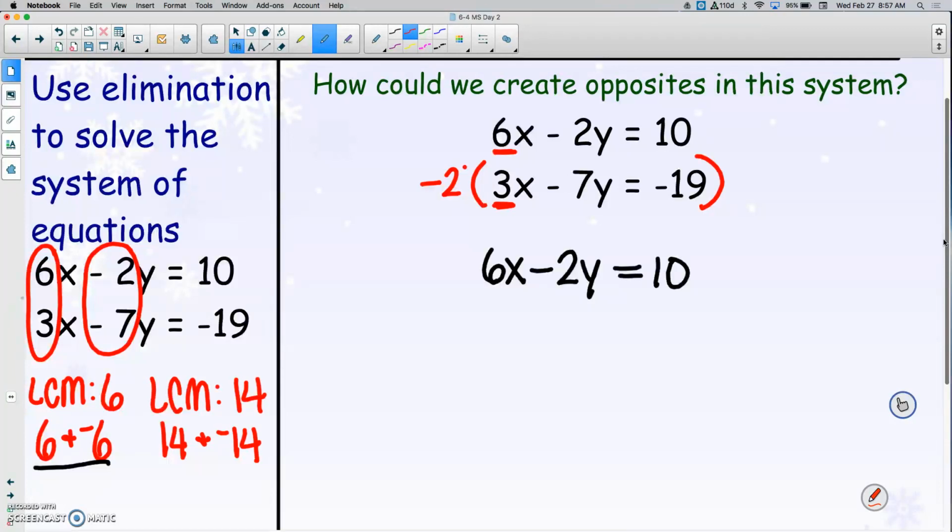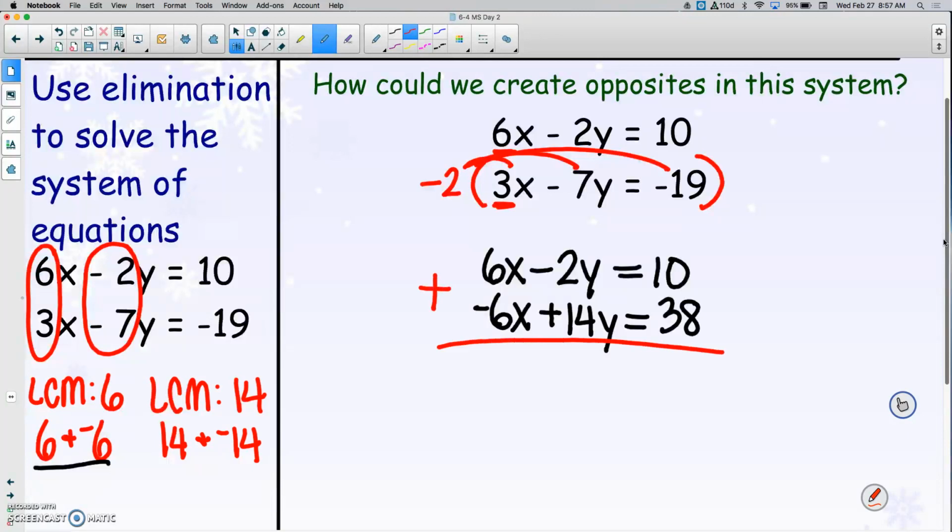Now, make sure that you distribute your multiplication times everything in the equation. So -2 times 3 is -6x. -2 times -7 is +14y. And -2 times -19 is +38. Now my system is ready to solve. 6 and -6 eliminate each other.